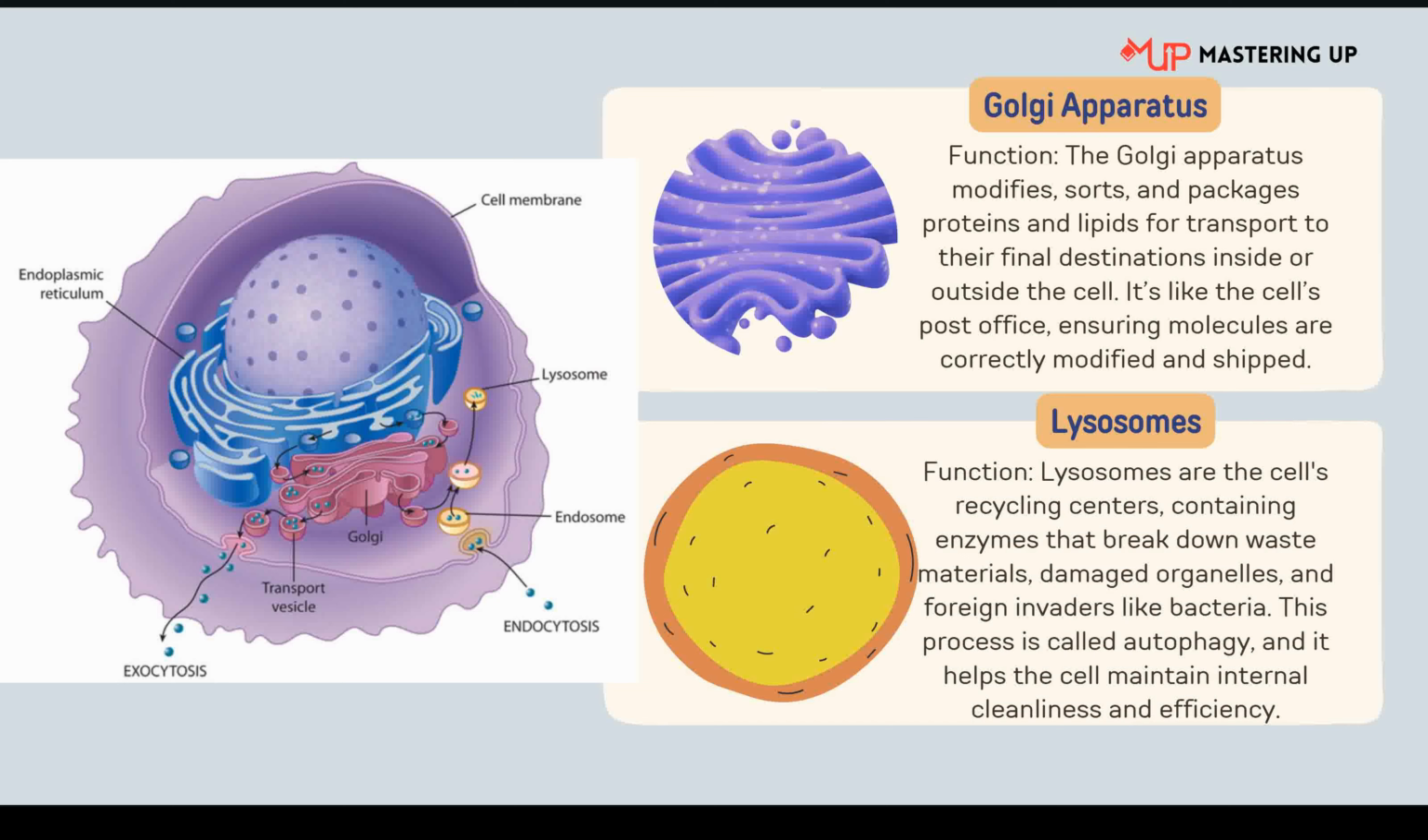The other organelle is the Golgi apparatus. The Golgi apparatus modifies, sorts, and packages proteins and lipids for transport to their final destinations inside or outside the cell. It's like the cell's post office, ensuring molecules are correctly modified and shipped.